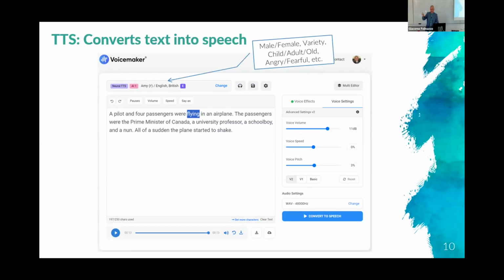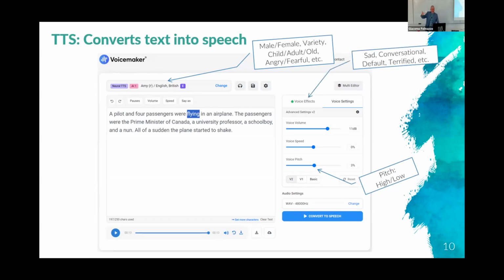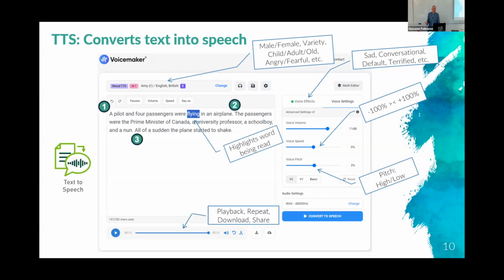You can change the gender, you can change the age of the speaker that you want to listen to. You can also control the pitch, whether high or low. You can also decide whether it's going to be sad, happy, and so forth. You can change the voice speed as well, right? The words that are being read are highlighted. More importantly, you can listen to these speech samples.